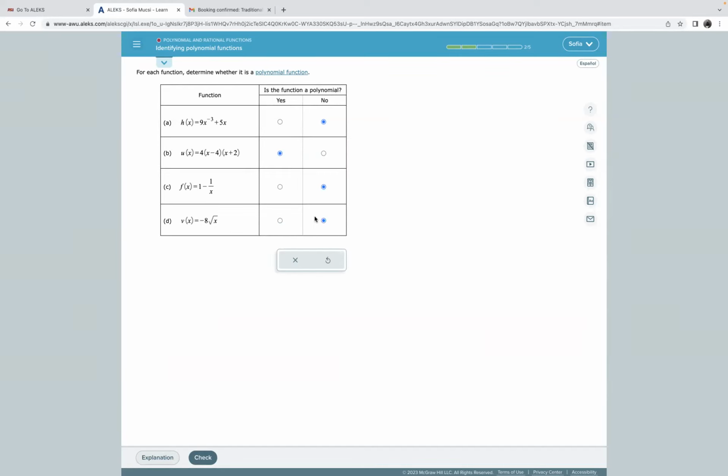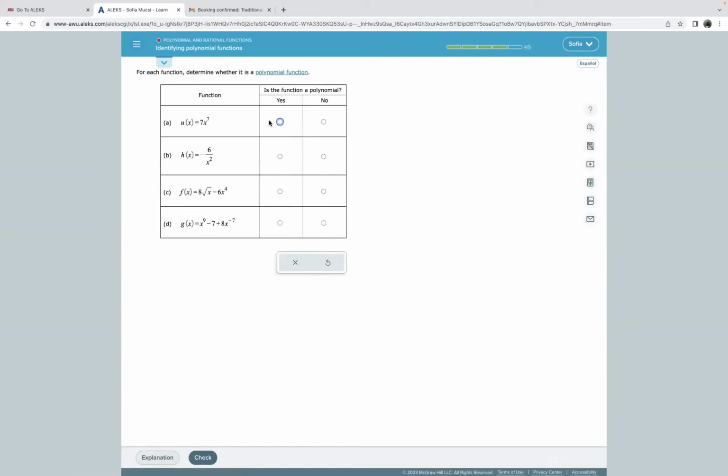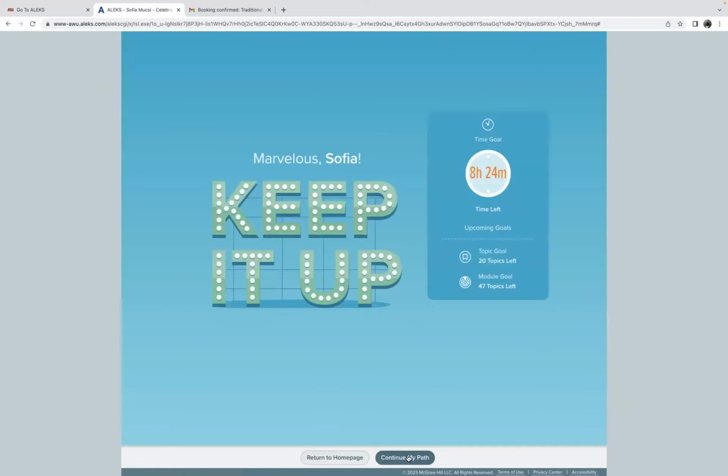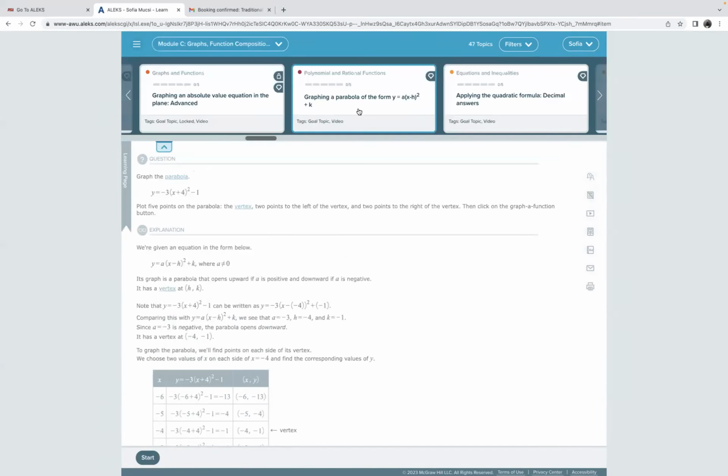Okay, I'm going to write that down. This is a polynomial. Okay, agreed. This is not. Agreed. This is also not. Okay, I agree. And this isn't because we have a negative. That's right. Okay, I'll remember that.